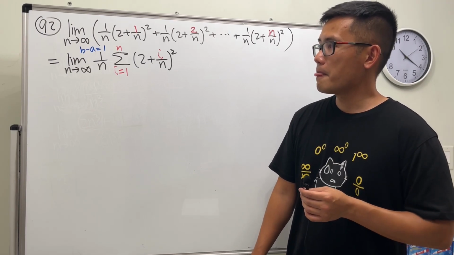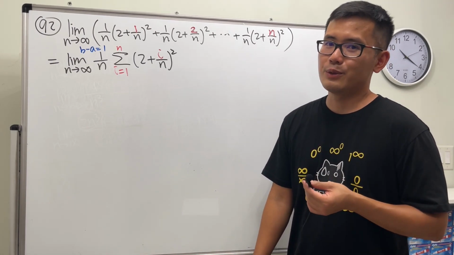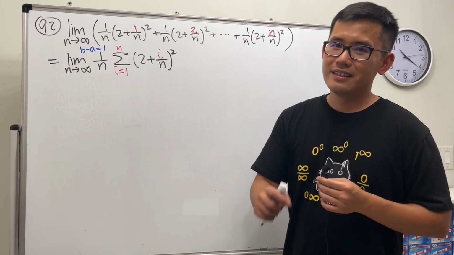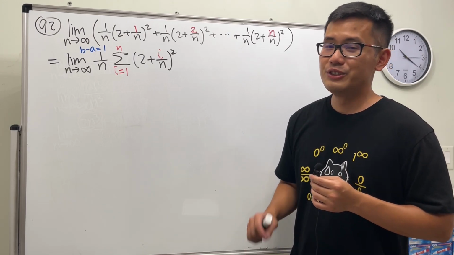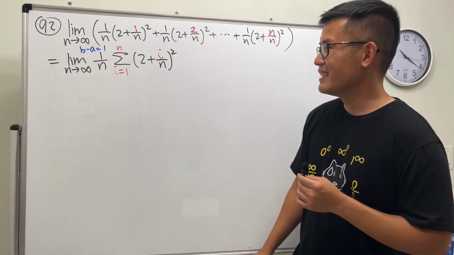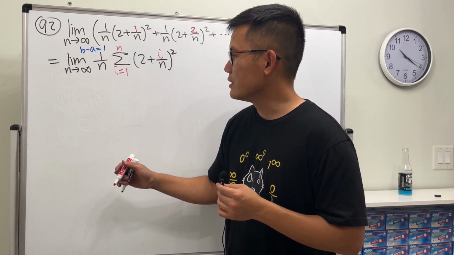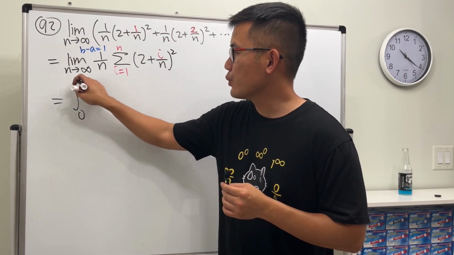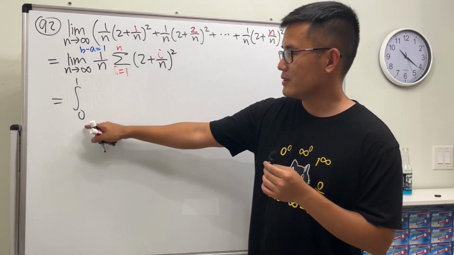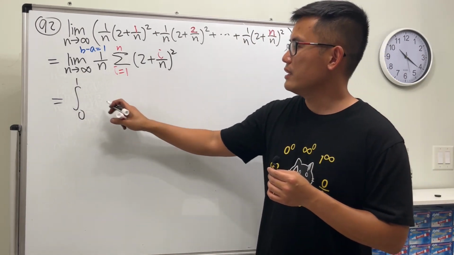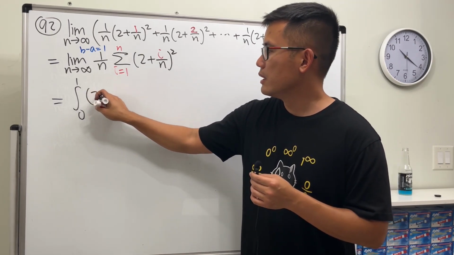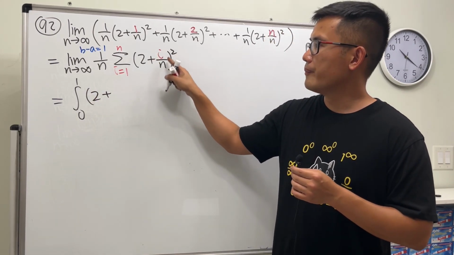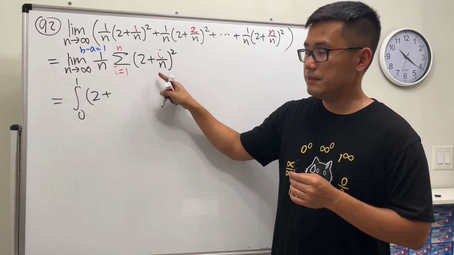All right. Does that help? Not really. Okay, just start with 0. So I'm going to claim that this right here is actually just the integral going from 0 to 1. And then the function is actually 2 plus this right here, i over n.